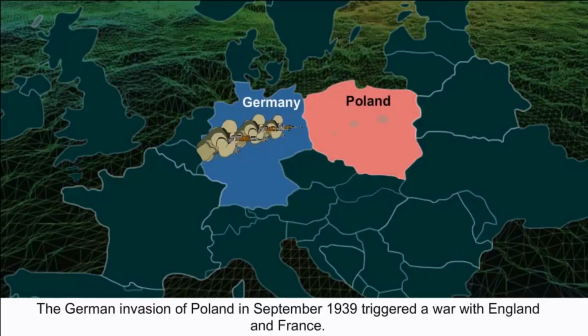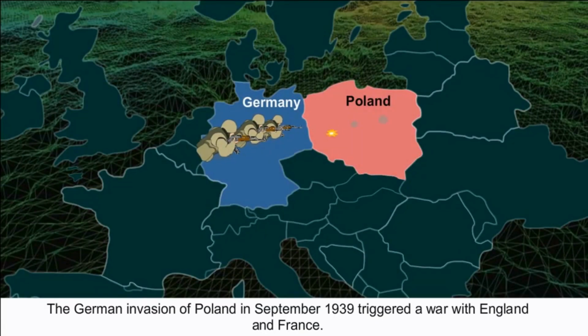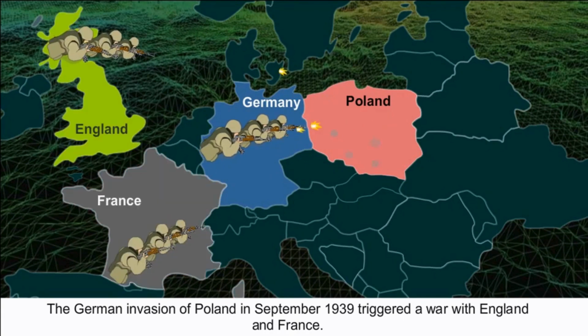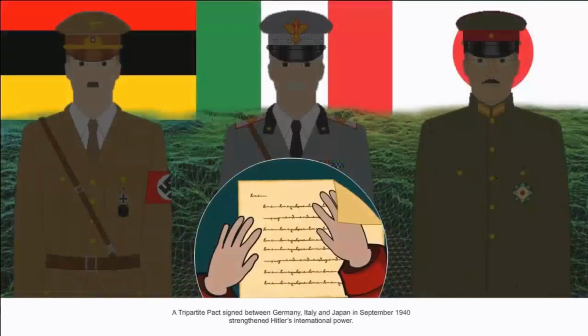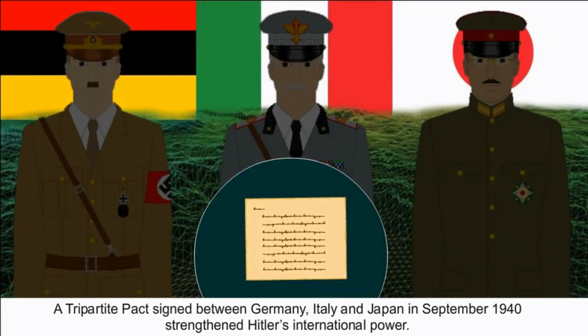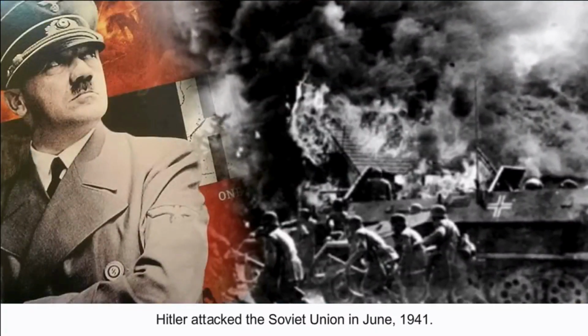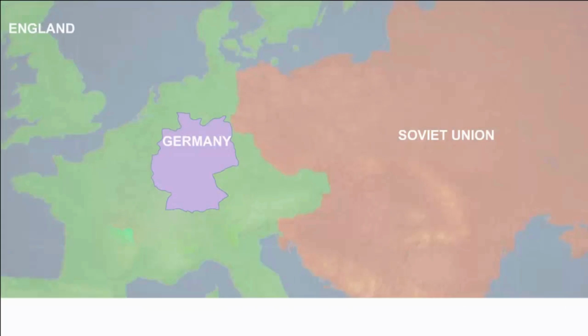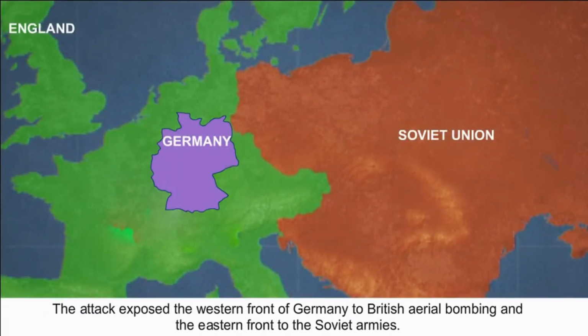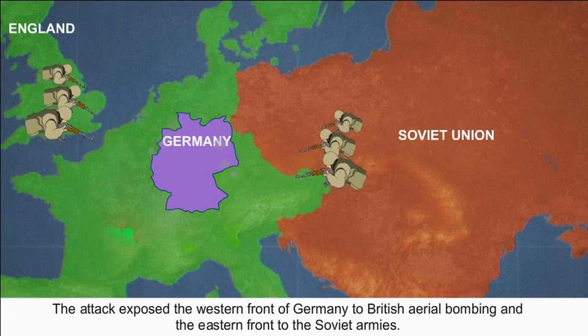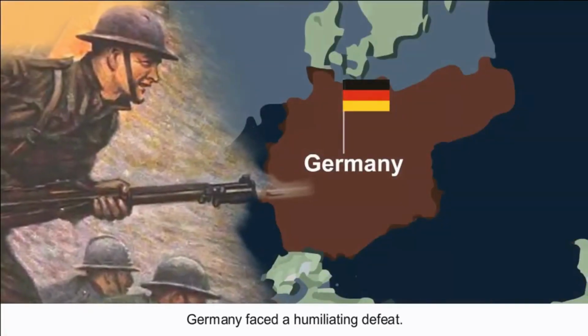The German invasion of Poland on 3rd September 1939 triggered a war with England and France. A tripartite pact signed between Germany, Italy, and Japan in September 1940 strengthened Hitler's international power. Hitler attacked the Soviet Union in June 1941. The attack exposed the Western Front of Germany to British aerial bombing and the Eastern Front to the Soviet armies. Germany faced a humiliating defeat.